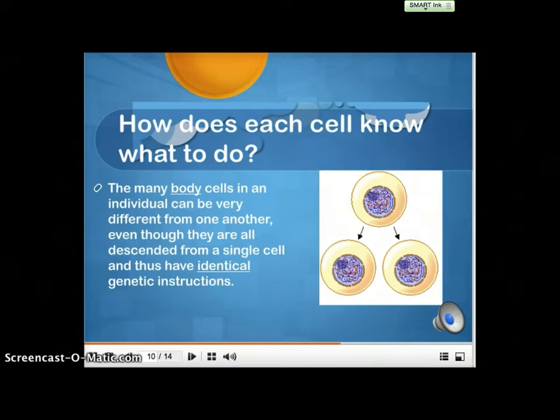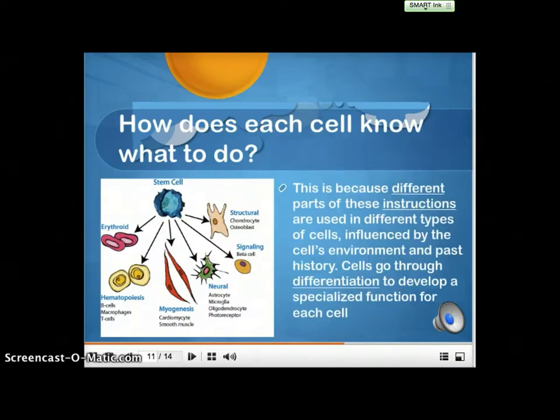So how does each body cell know exactly what its job is if they have the same instructions? Well, it's because different parts of these instructions are used in different types of cells. This is influenced by the cell's environment and past history. Cells go through differentiation to develop a specialized function for each cell. So you can see in the picture on the left, that stem cell gets certain genes turned on, certain genes get turned off, and it creates all these different cells. So we can see red blood cells there, we can see nerve cells, white blood cells, all of the different cells that make up the body.